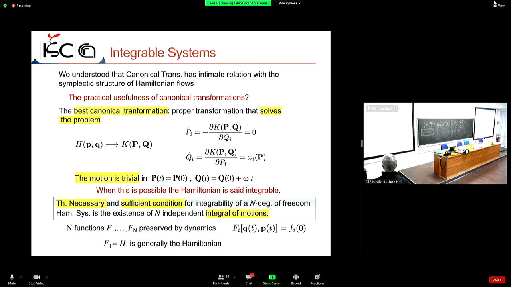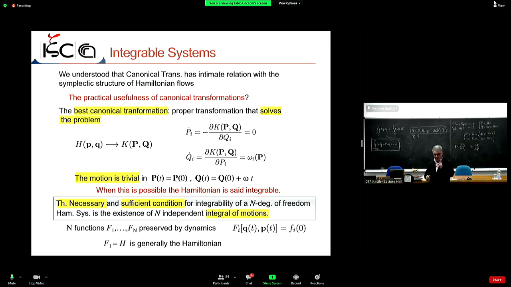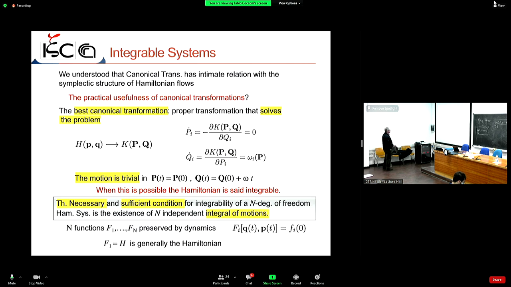There is a theorem, in fact, called the Liouville-Arnold theorem, but not the Liouville theorem about the phase space. Don't confuse these. This is the Liouville-Arnold theorem on integrability, which says that a necessary and sufficient condition for integrability of a Hamiltonian system of n degrees of freedom is the existence of n independent integrals of motion. It means that you have n functions preserved by the dynamics. Okay? And generally, F1 is the Hamiltonian, if the Hamiltonian is independent of time.